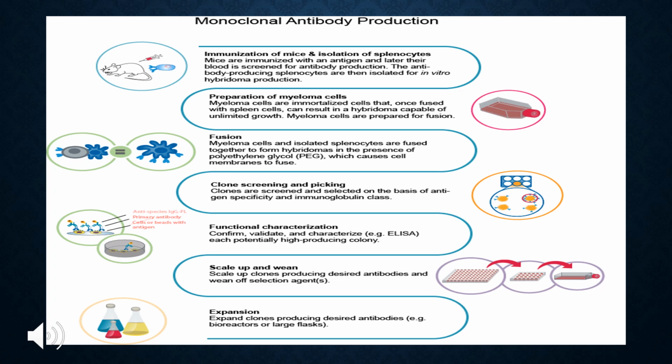And then we will check whether our antibodies which are produced from these splenocytes are active against the antigens. So, how will we check this? Functional characterization. By using the ELISA method, we will check whether our antibodies have activity against the antigens. Once it is proven that our antibodies are active against the antigens, we will start cloning our antibodies and expand the clones for the production of the antibodies. This is how monoclonal antibodies are produced.